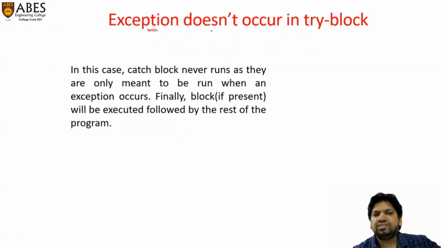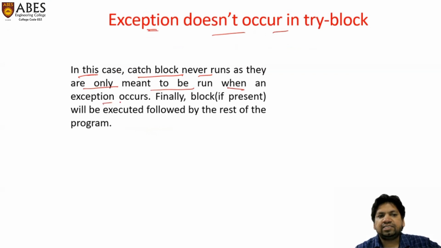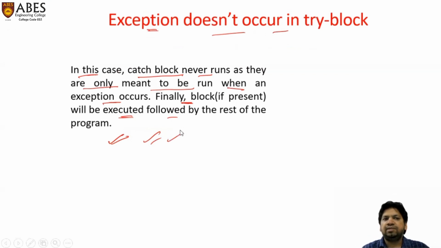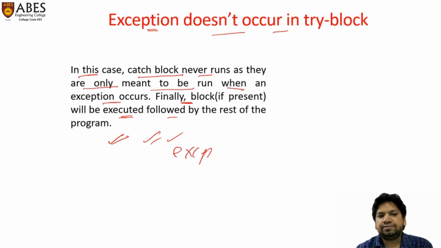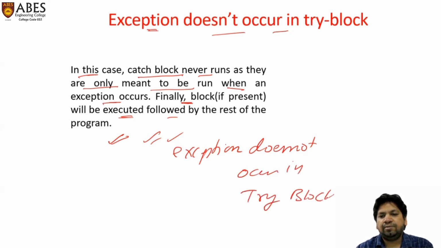Third part is the exception does not occur in the try block. In this case, the catch block never runs, as catch blocks are only meant to run when an exception occurs. If a finally block is present, it will execute, followed by the rest of the program. This is the case where the exception does not occur in the try block.